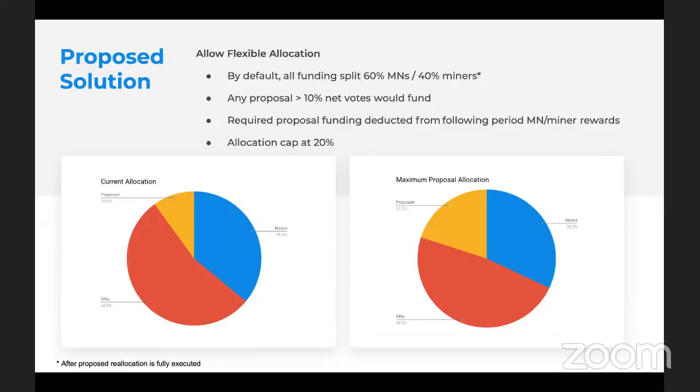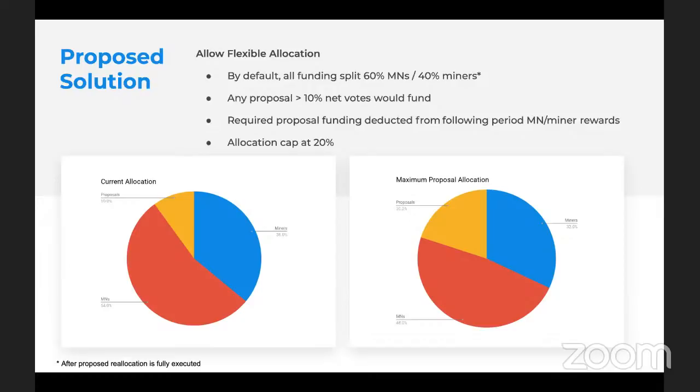The first is if we assume the current allocation of 10% towards the proposal system were approved in a given month. What that would mean is that 60% of the remainder would go towards masternodes and 40% towards the miners. And so the split would be 10% to the proposal system, 54% to the masternodes, and 36% to the miners. In other words, the masternodes and the miners simply take a 10% haircut off of their default funding split.